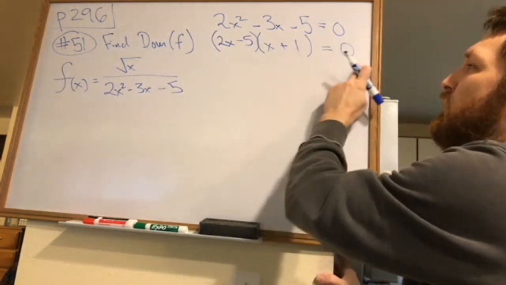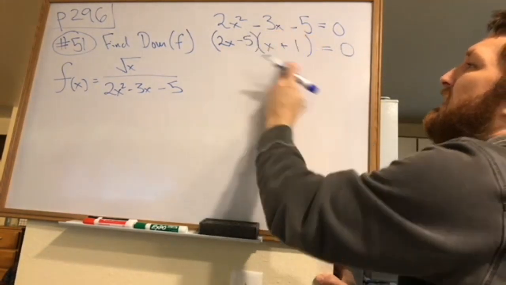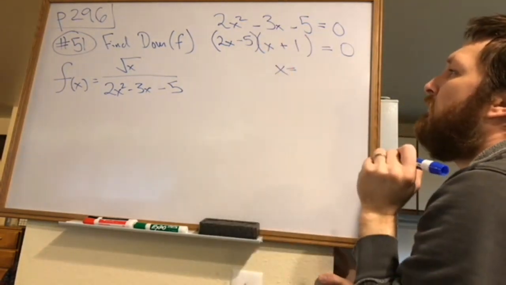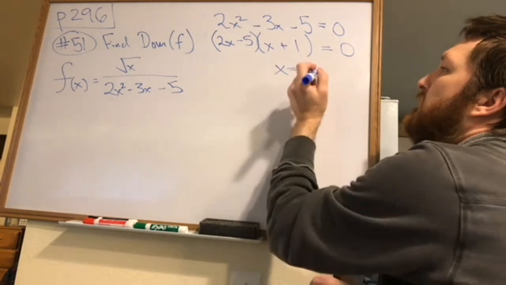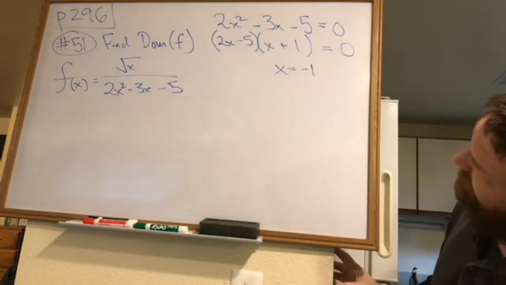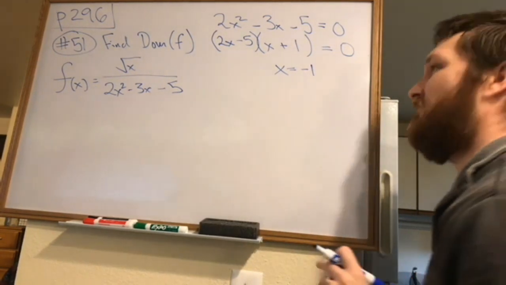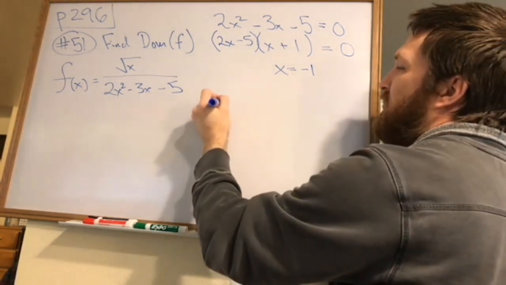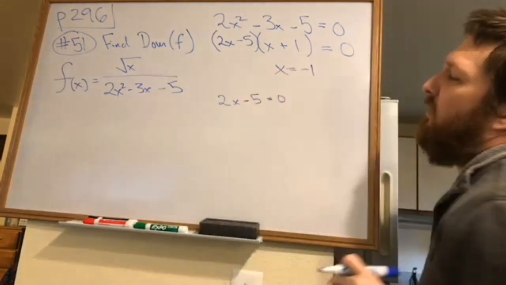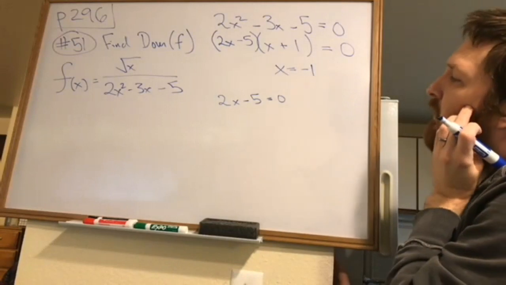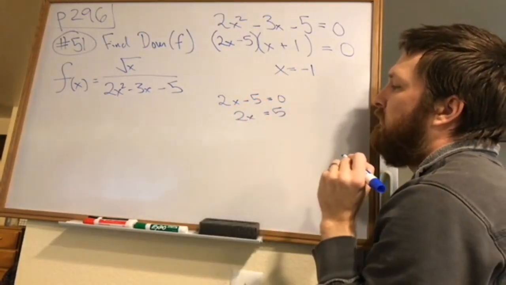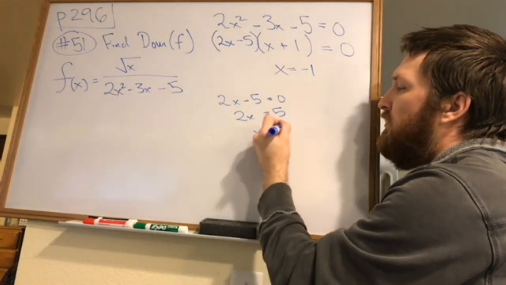This means this will be true when this thing is 0. So x plus 1 is 0 when x equals what? Minus 1. And what about the other one? We don't have to do it in our heads. We can always just do this: 2x minus 5 equals 0, and then we'll just solve for x. So plus 5, and then divide by 2. So x is 5 over 2, 5 halves.